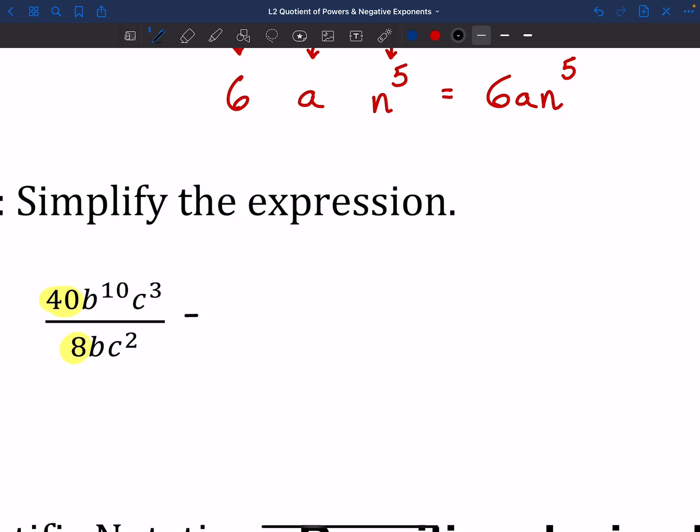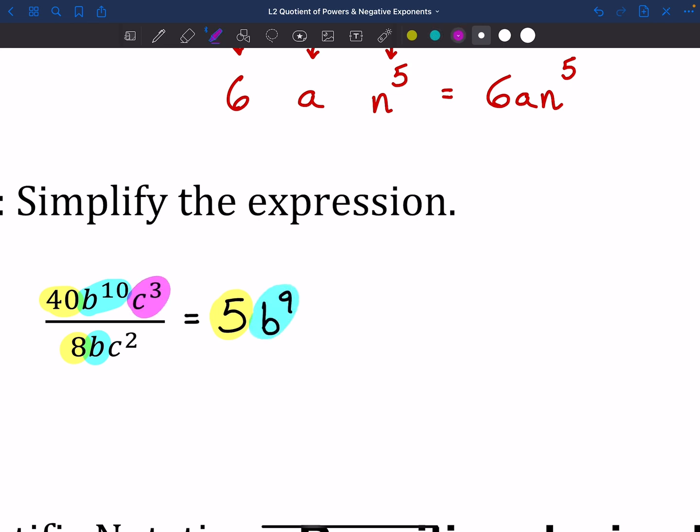So what I'm going to do is 40 divided by 8. That's going to leave me with 5, so 5 is what I got out of that yellow piece. Next up, we have b to the 10th divided by a single b. So 10 up top, take away the 1 that's on the bottom, leaves us with b to the 9th. That's what we're getting out of that blue piece.